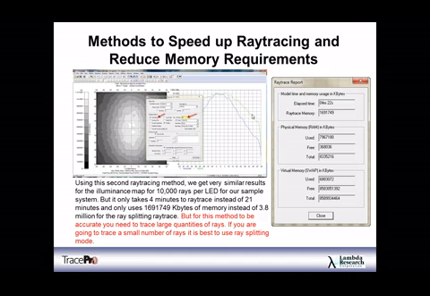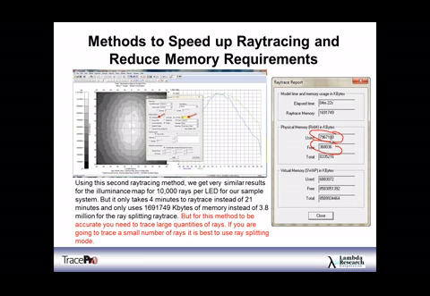Okay. First of all, using the second ray tracing method, we get very similar results for the illumination map for 10,000 rays per LED for our sample system. It only takes us 4 minutes instead of 21 minutes to do this calculation. We get almost the same results. We use a lot less memory. Look at that. I've got a lot more free after I do it. I use a lot less memory when I've done the calculation. So I'm using 1.6 gigabytes of memory instead of 3.8 for the ray splitting ray trace.